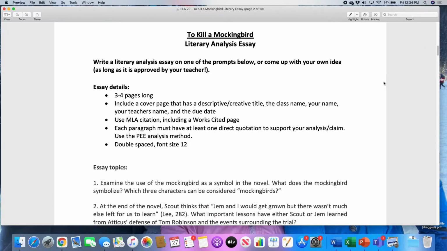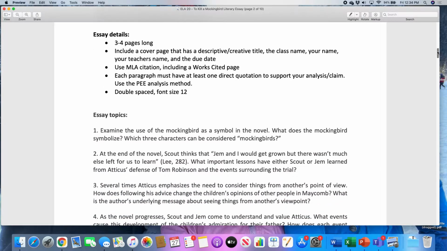we're going to start a literary analysis essay today in To Kill a Mockingbird. So pretty simple details, 3 to 4 pages long, that is double spaced. I would like this one typed up if possible, please. If not, you can do it written by hand. Just double the length, right?